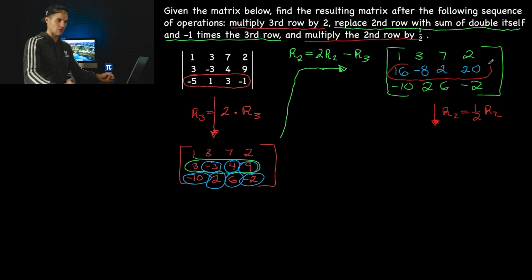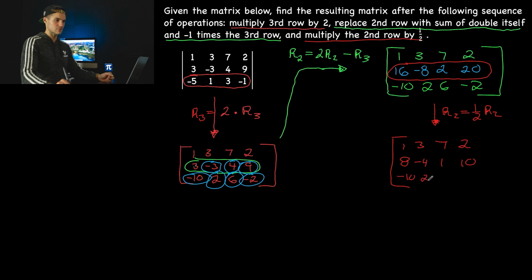So basically, all of this is going to get multiplied by a half, meaning that the first row stays the same. All of this gets multiplied by a half, so we'll have 8, -4, 1, 10, and then we'll have -10, 2, 6, -2, right? So that right there is going to be the resulting matrix after all of those operations. And that is the end of the video.